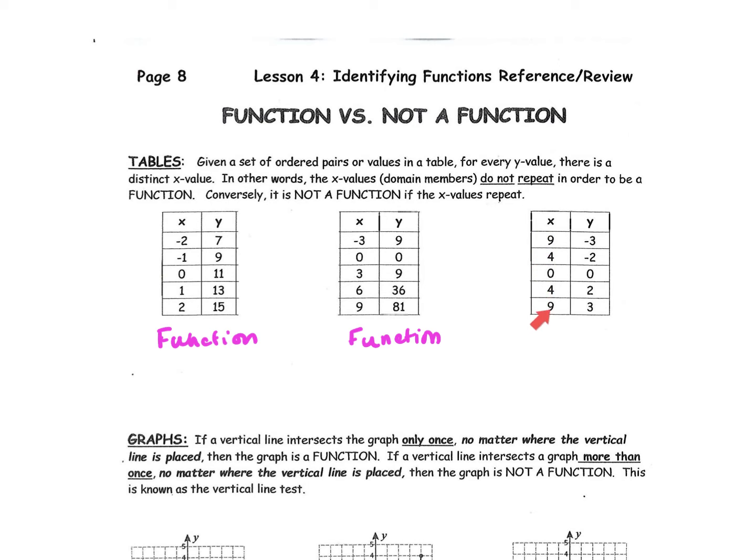So if I look at this column, I can see that 9 is repeated and 4 is repeated. Now the next thing I want to do is see if they're matched up with the same number or a different number. 9 is with negative 3 and 9 is with positive 3. So that makes it not a function. We also have another pair. 4 is paired up with negative 2 and 4 is paired up with positive 2. So this is definitely not a function.